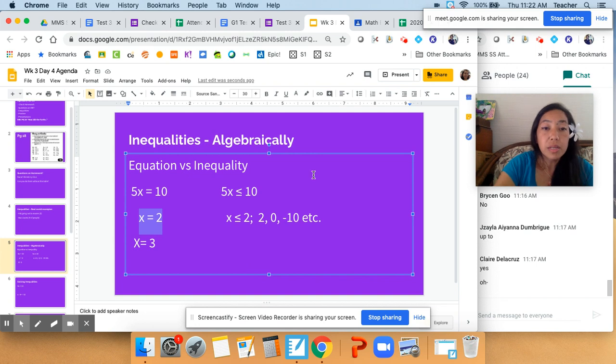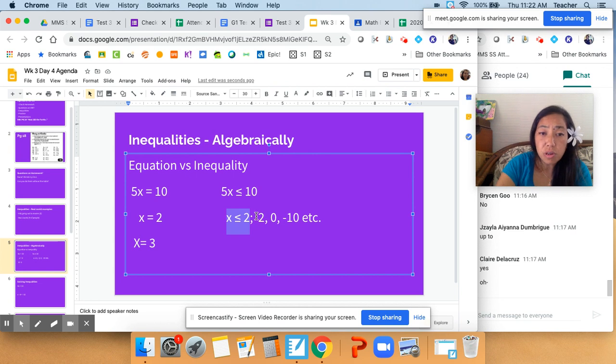Now if we look at this one here, we have 5x is less than or equal to 10. It's still 5x and still 10, right? But this time, instead of equal to, we have less than or equal to. We solve it the same way. I divide this side by 5, divide this side by 5. It's our inverse operations. 5x means multiply. And then we end up with x is less than or equal to 2. So that is our solution for the inequality.